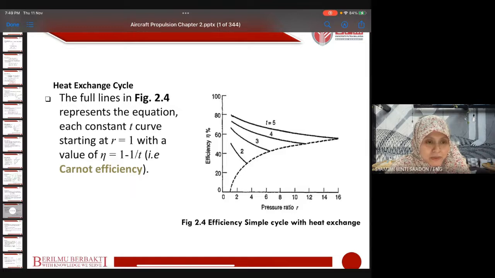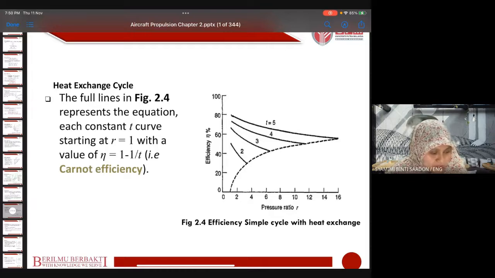From this figure 2.4, we can see that at a specific value of T, the ratio of temperature, if we increase the pressure ratio with this heat exchanger cycle, somehow the efficiency will decrease. This is the opposite of the simple cycle just now, where if we increase the pressure ratio, the efficiency increases. But for this one, with the regenerator, if we increase the pressure ratio, the efficiency will start to decrease at a certain point.